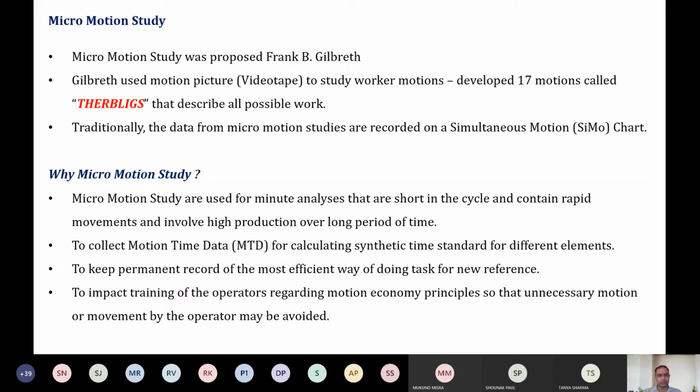In micro motion study, after recording the video, the data are interpreted in terms of a SIMO chart, which we call the simultaneous motion chart. We learned this simultaneous motion chart in the recording section, in the first part of this introduction class, when I was teaching about the recording options. So why is this study conducted, and how is it conducted?